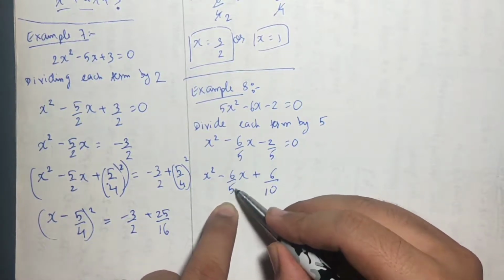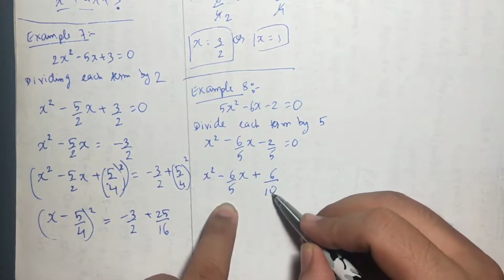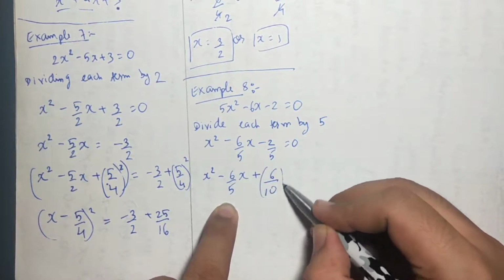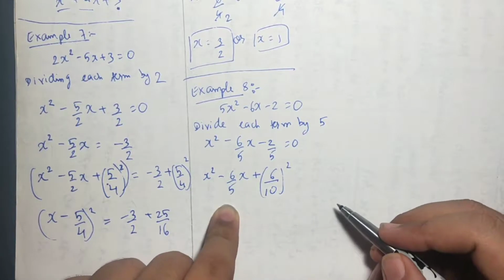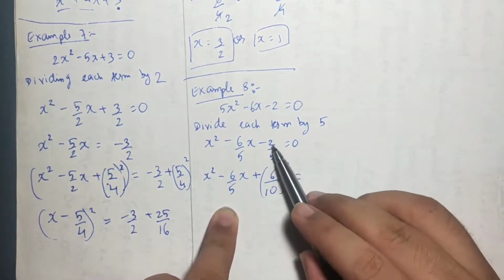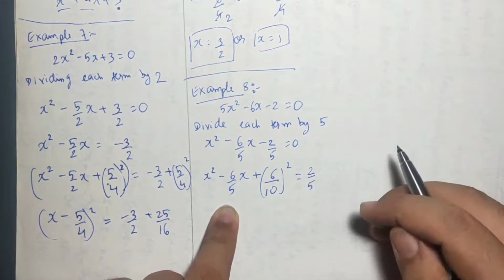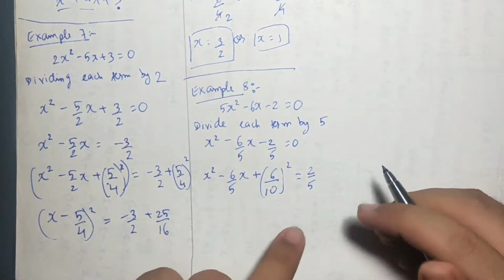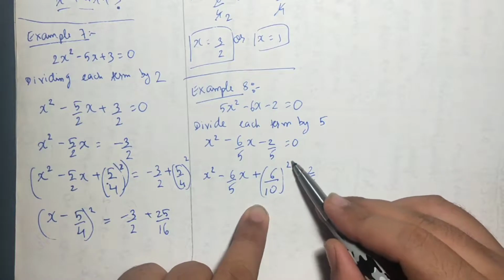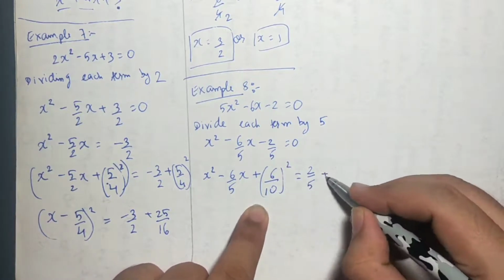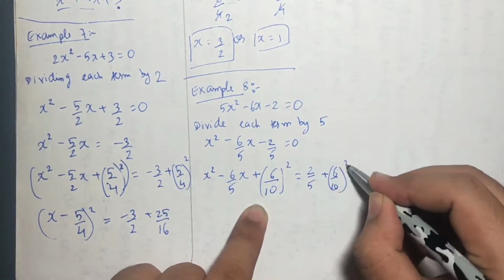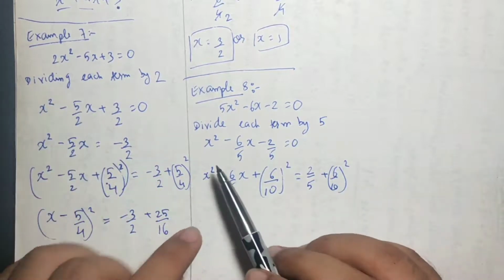Whatever may be the coefficient of x, multiply the denominator only with 2 and keep a square sign over it, equals to this extra term. First take it on the right hand side, that is 2 by 5. See, now I have merged two steps over here. And this extra term which you have added, it should be added on the right hand side also, 6 by 10 whole square. Again I am explaining.